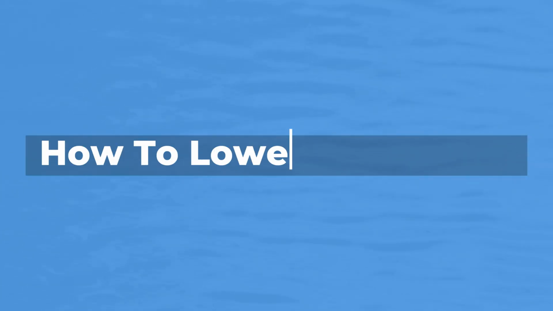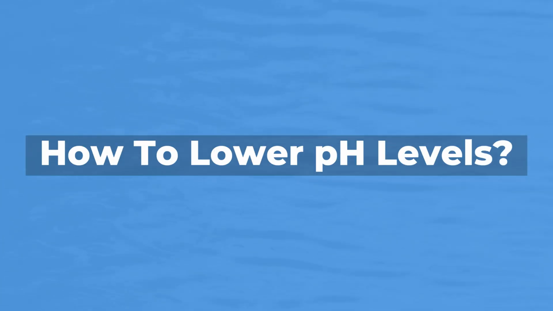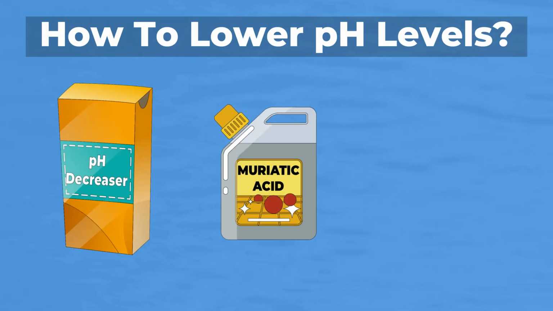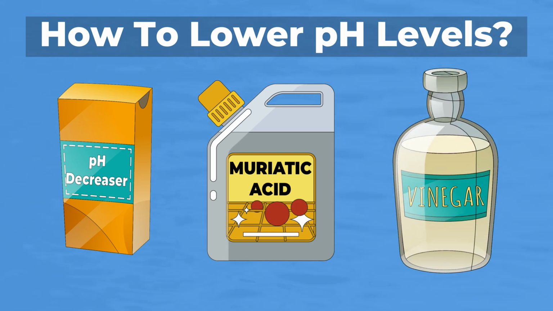Now, how do we lower pH levels? To lower the pH, you can use products such as pH decreaser or sodium bisulfate, muriatic acid, and vinegar. pH decreaser is the best option, as it's a commercial product and it's properly mixed with water from experts. You can easily find it in your local pool stores.